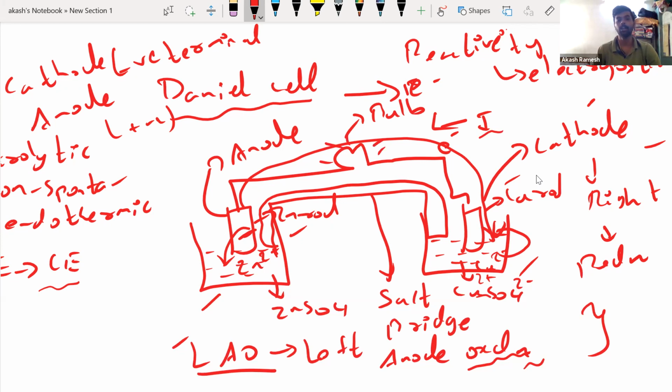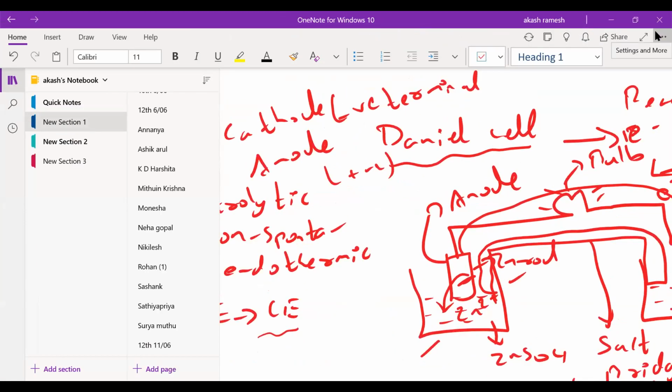Okay. Now the bulb will glow because of the movement of electrons. I want everybody to give me a yes if they understood this in the chat box, or you can unmute yourself and speak. Yeah, please go on.